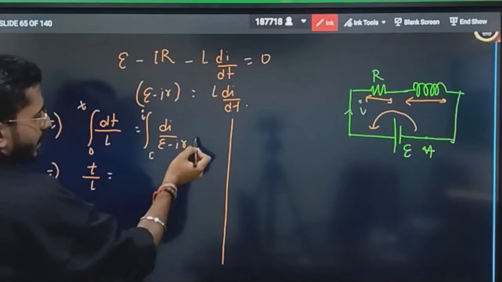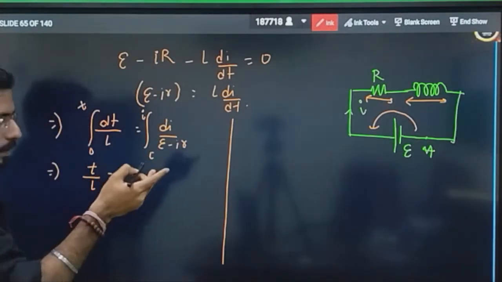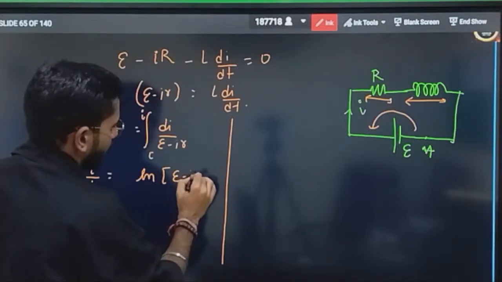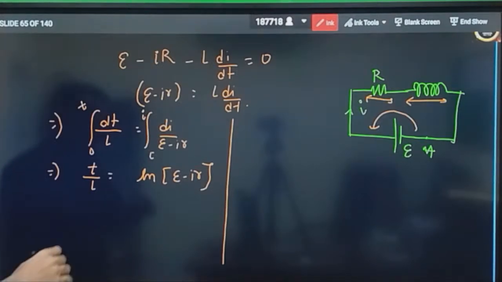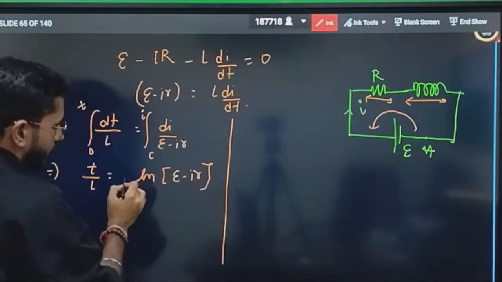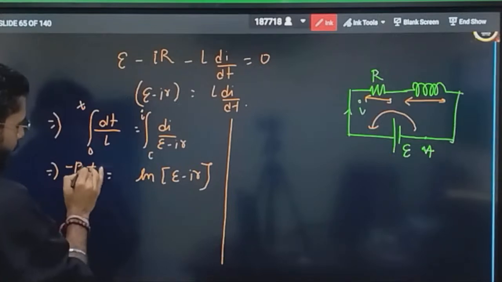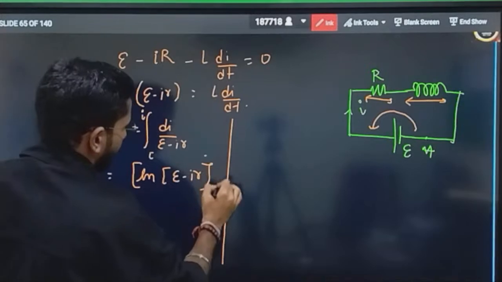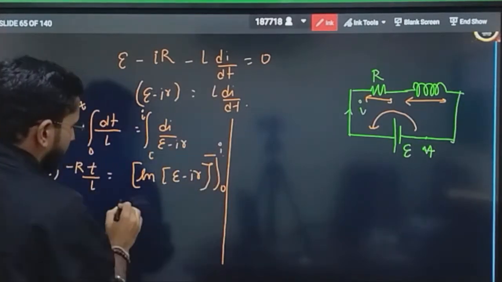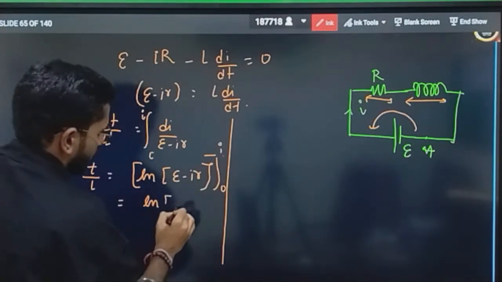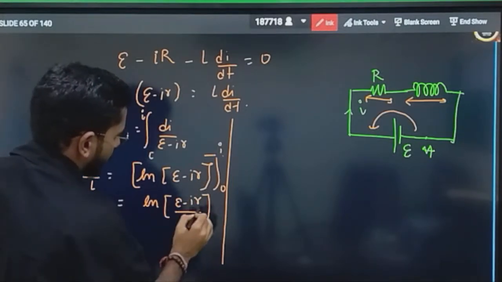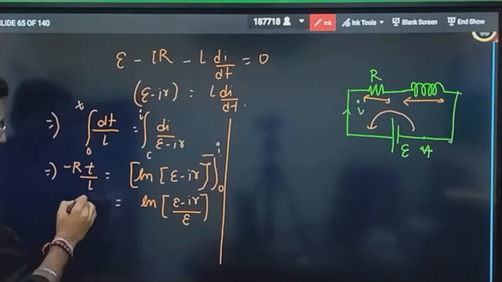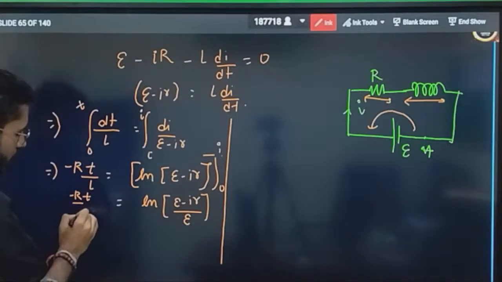Here what will be happening is interesting. What is the integration of 1 by I? It will be simply ln of E minus IR, and since the coefficient is R, it will also be divided by R, and I am writing that R here, and taking that minus sign also. Now if I put the limits 0 to I, it will look like this: ln of E minus IR divided by, when I put I equals 0, it becomes only E, correct? And on this side you already have minus RT upon L.